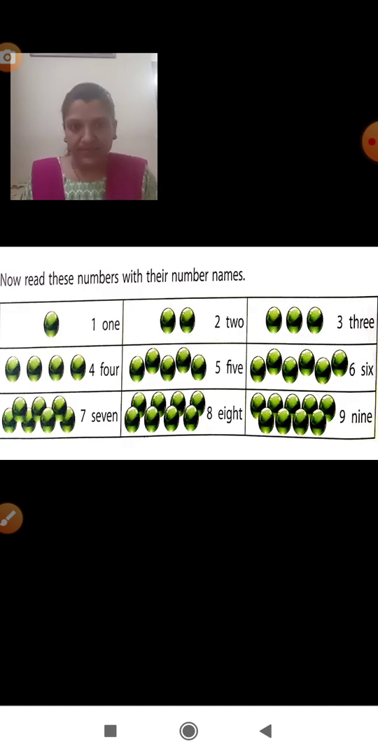NINE, 9. So this is how we have learned to count the objects, read the numbers, and read and write the number names from 1 to 9. Correct. Then next we saw the concept of 0, right? Now look at this. What do I have in my hand? Nothing. I do not have anything in my hand. That means I have 0 things in my hand.